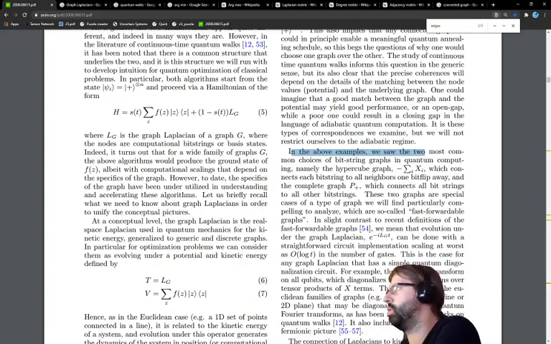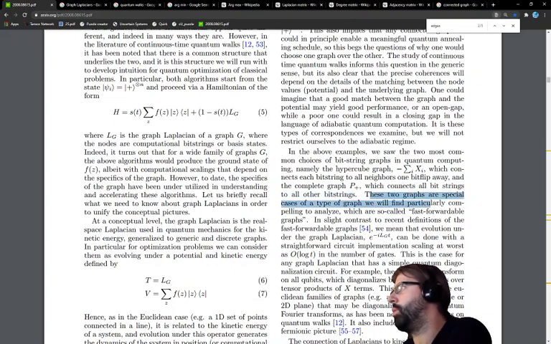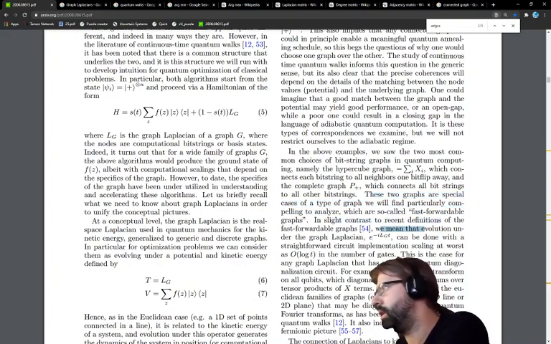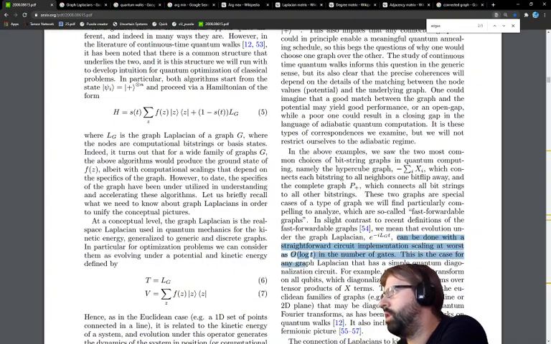In these above examples, we saw the two most common choices of bitstring graphs in quantum computing, namely the hypercube graph, which connects each bitstring to all neighbors one bit flip away, and the complete graph, which connects all bitstrings to all other bitstrings. These two graphs are special cases of a type of graph we'll find particularly compelling to analyze, which we call fast-forwardable graphs. In slight contrast to recent definitions of fast-forwardable graphs, we mean that the evolution under the graph Laplacian can be done with a straightforward circuit implementation scaling as log t in the number of gates.